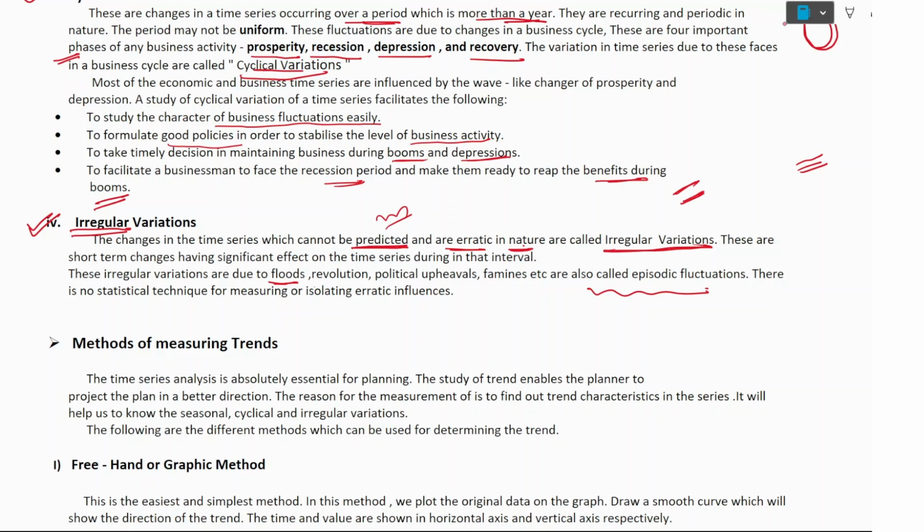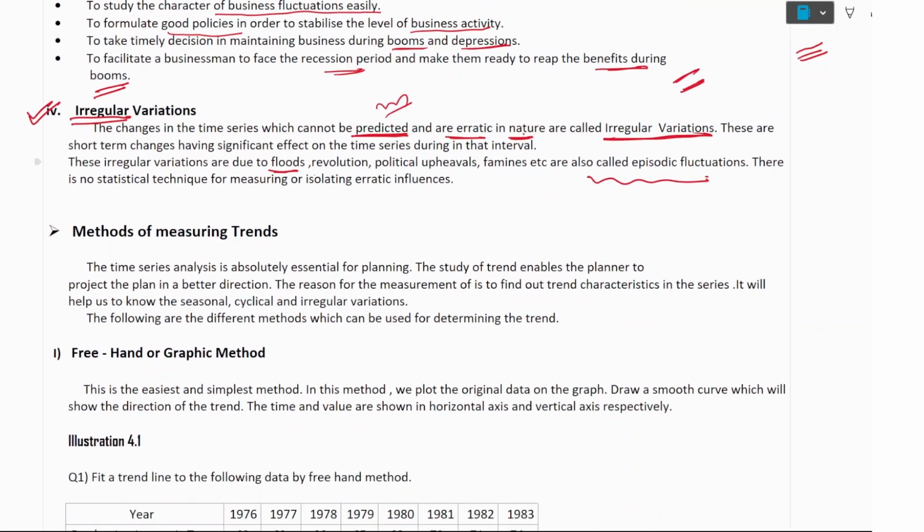Now see, next, the methods of measuring the trend. That means time series analysis. Once you have the data, how do you analyze it? We need some particular methods to analyze the data, and for that there are methods of measuring the trend. In time series, the first method is the freehand or graphic method. Normally, questions never come from this part, but I'm just explaining it to you.